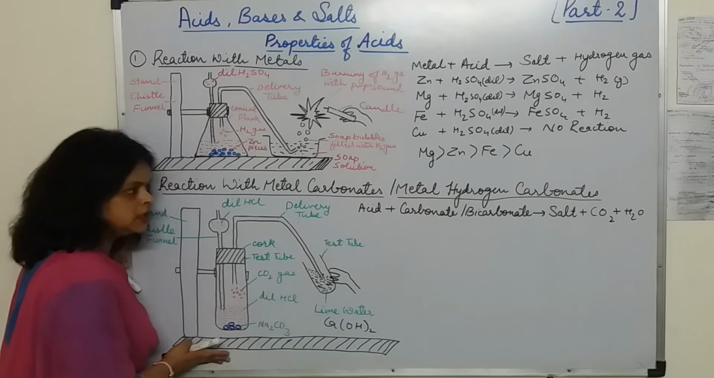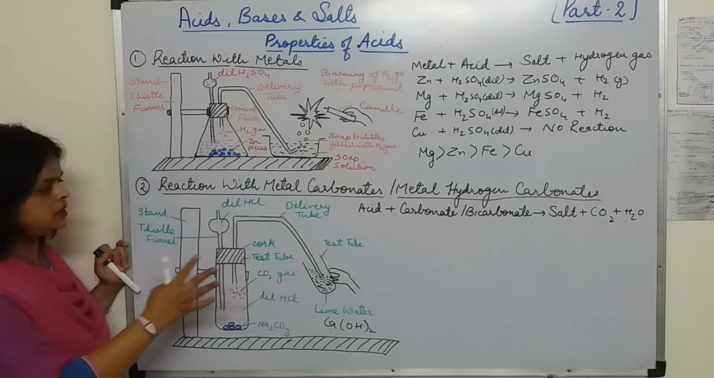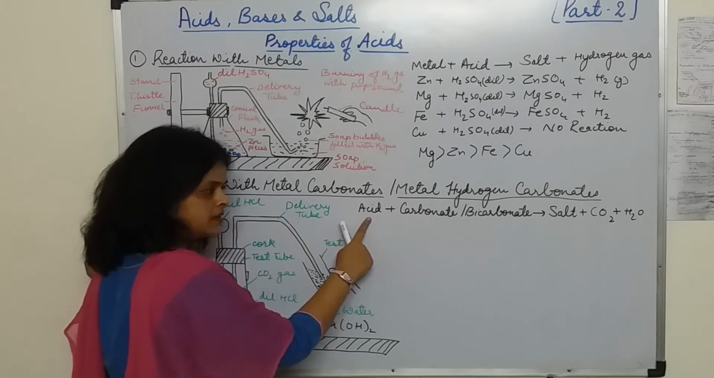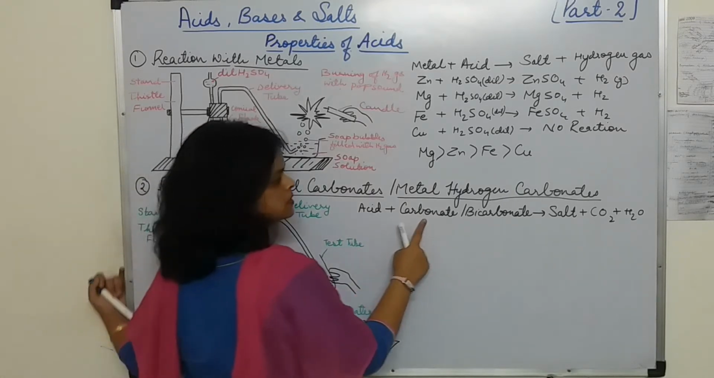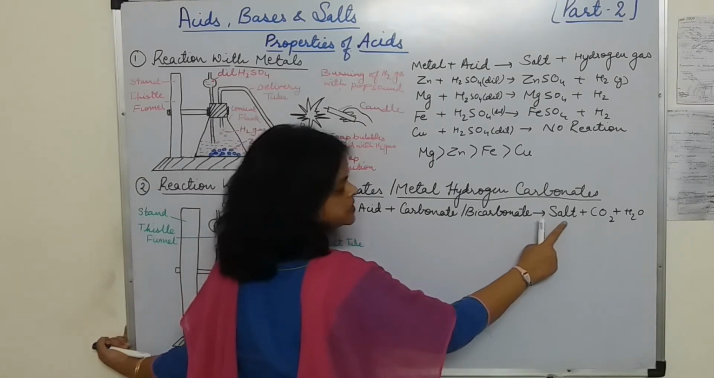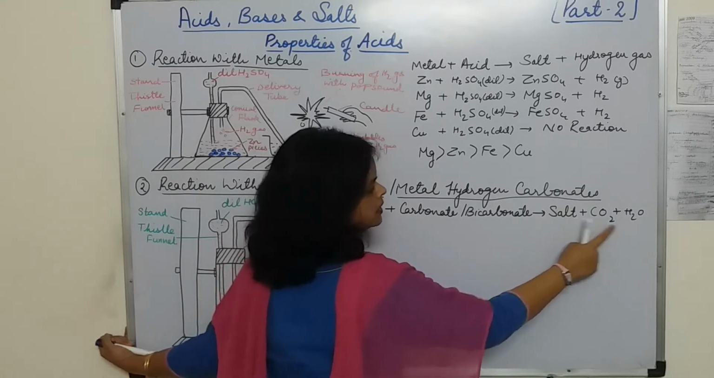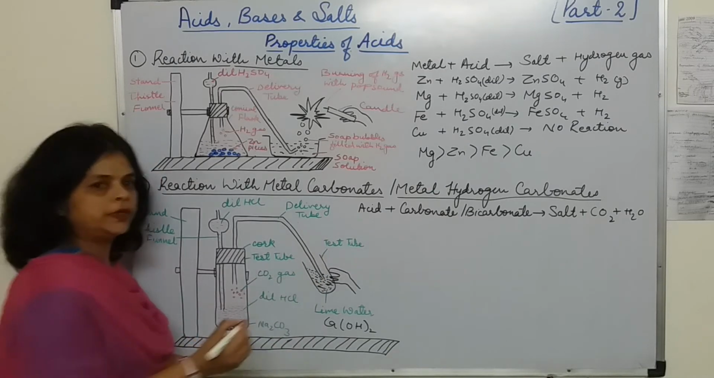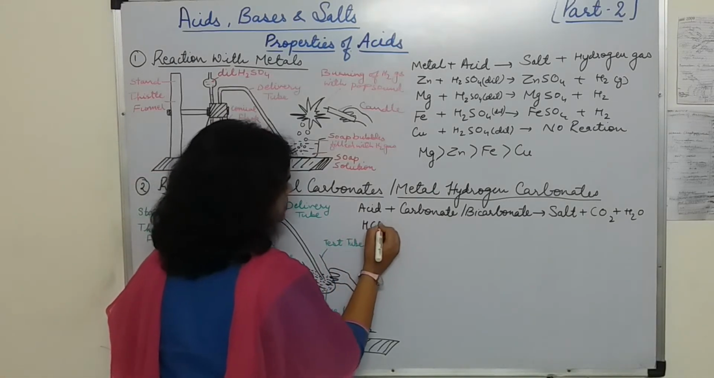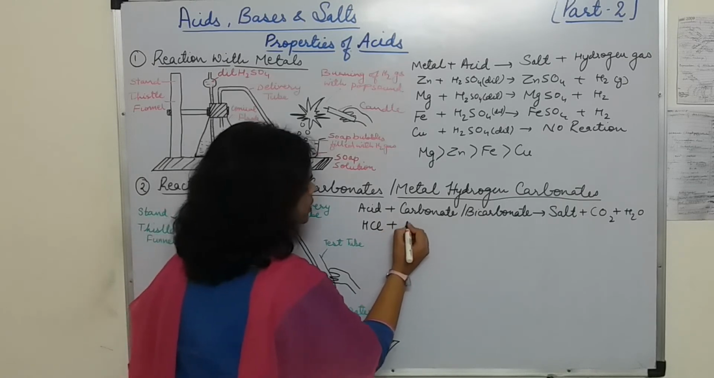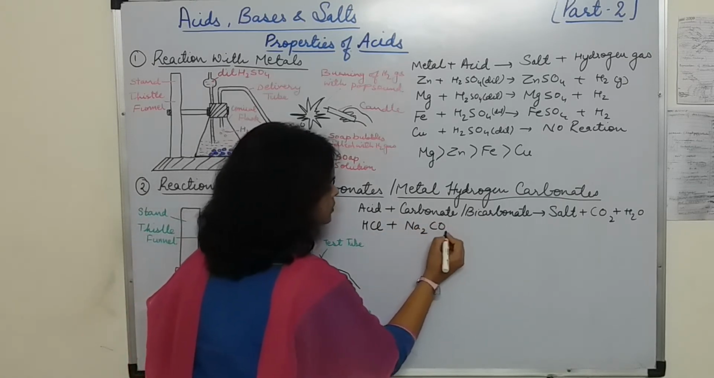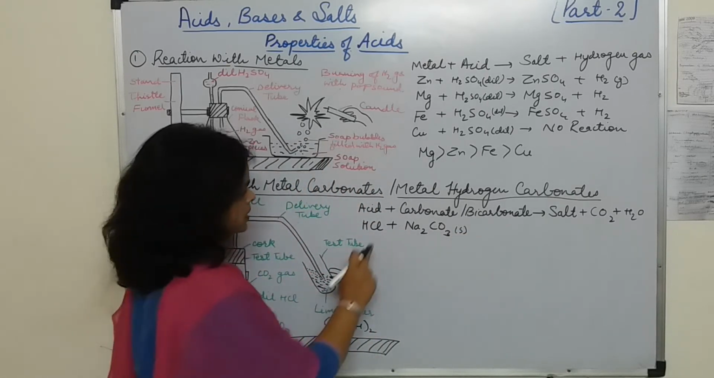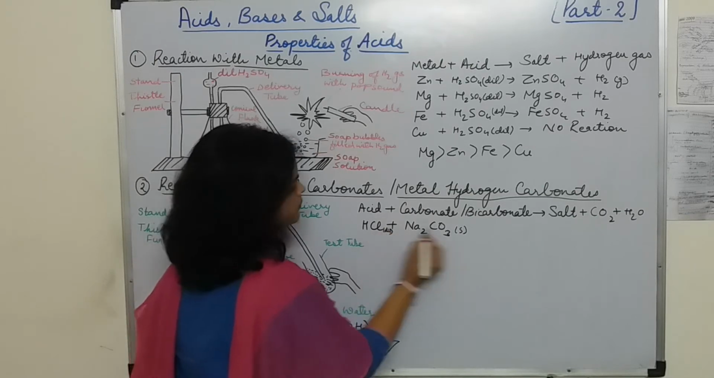Let's write the reaction for this observation. First of all, I have written the generalized equation. Whenever acid combines with carbonates or bicarbonates, they always form salt, carbon dioxide and water. See students, which acid have we taken here? Hydrochloric acid, so I will write HCl. When it is treated with sodium carbonate, Na2CO3, what are we getting? Sodium carbonate we are taking in the form of solid. This HCl is dilute.